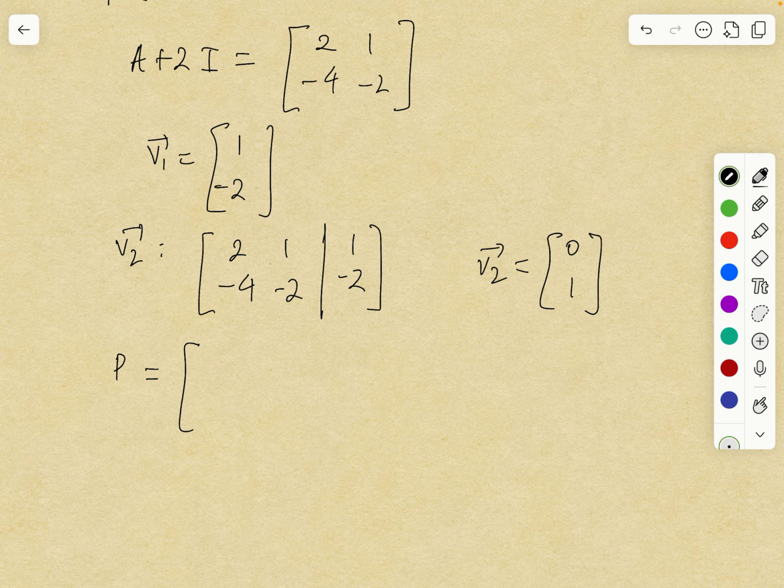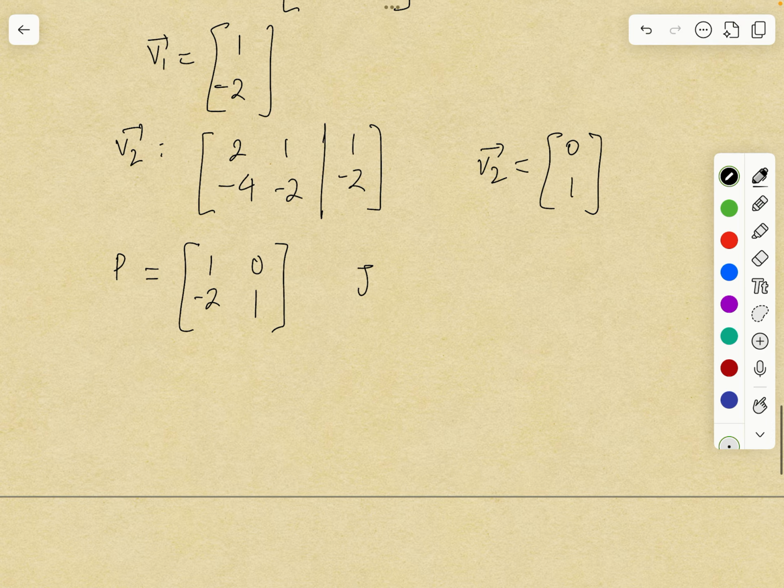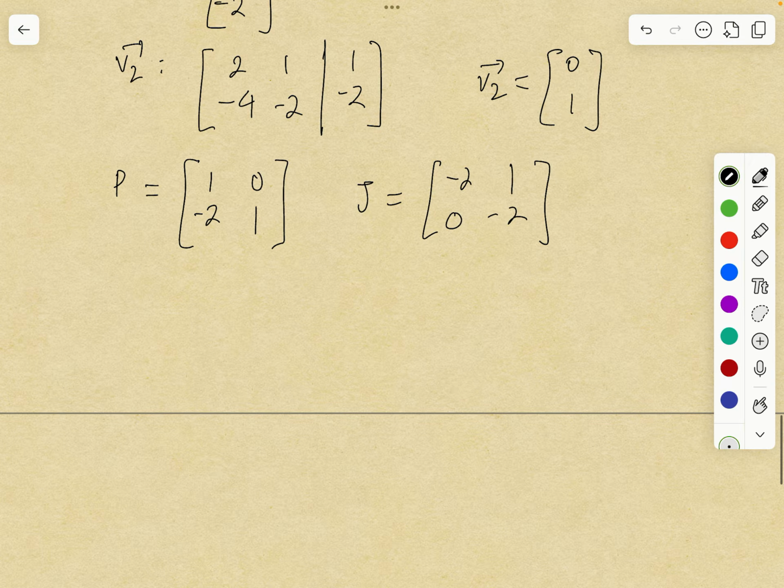So now I have a matrix P. It's the matrix whose columns are V1 and V2. So that's P. My matrix J is this matrix. So P inverse, I can use the formula. Fortunately, it's easy because the determinant is just 1. And now I just swap the A and D. Well, A and D are the same. So I just get 1s in the diagonal. And then I replace B and C by negative B and negative C. So I get this. So that's P inverse.